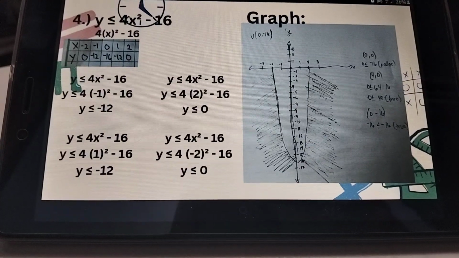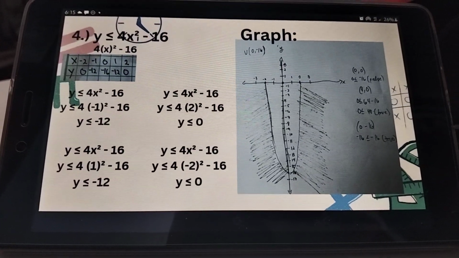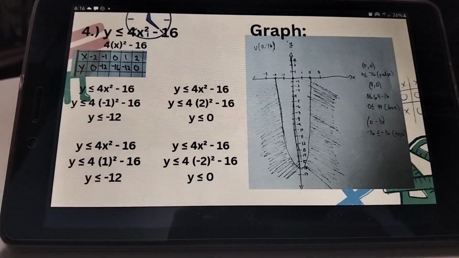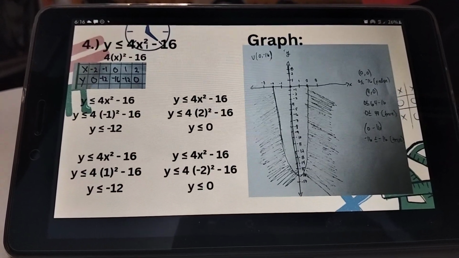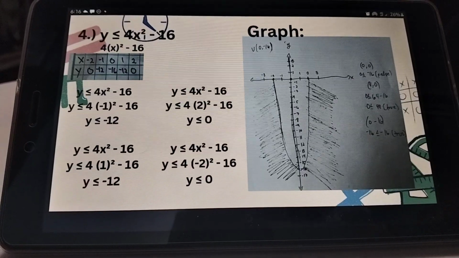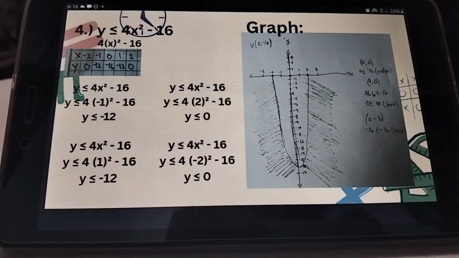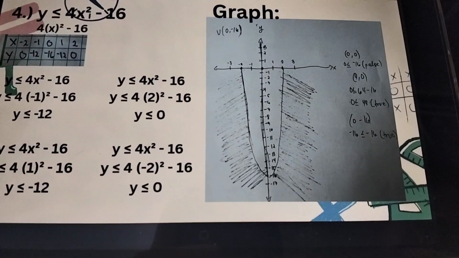So, since the inequality is less than or equal to, we drew a solid parabola. Because y is less than or equal to the parabola, we shaded the region below the curve. So here it shows our graph and our solutions.